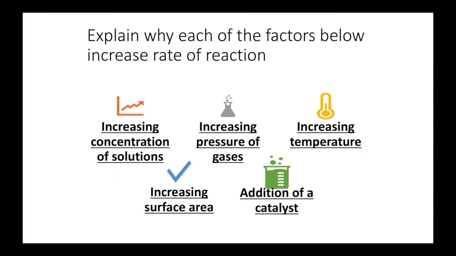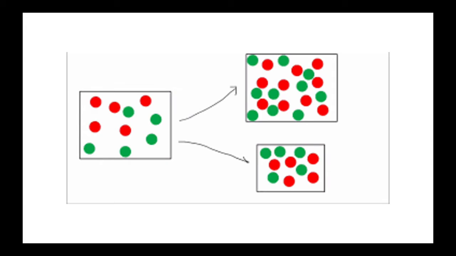So there are 5 factors which increase our rate of reaction: increasing concentration of solutions, increasing pressure of gases. Now these two are very closely linked together, so we're going to talk about those together. Then increasing our temperature, increasing surface area, and addition of a catalyst. So we're going to start off with our pressure and concentration factor.